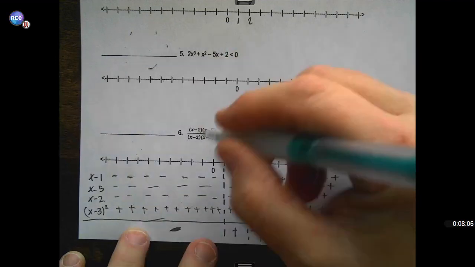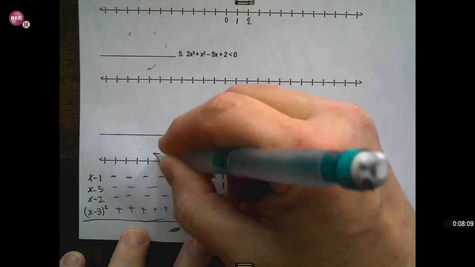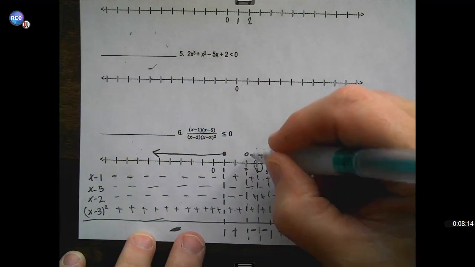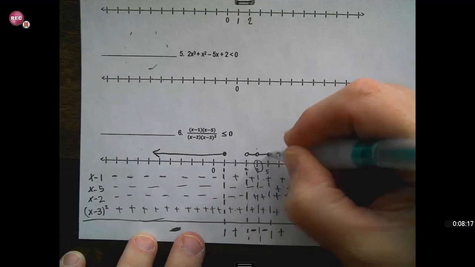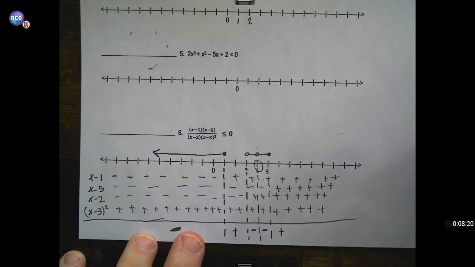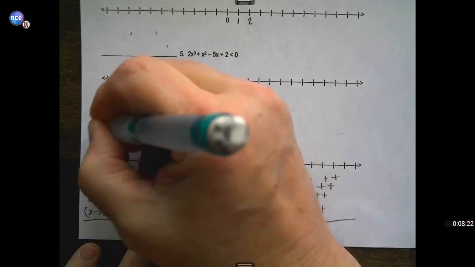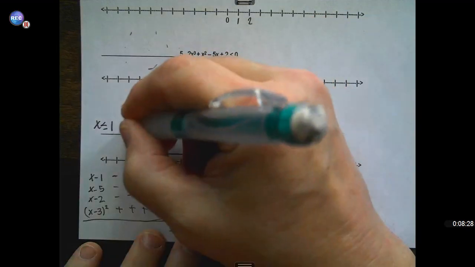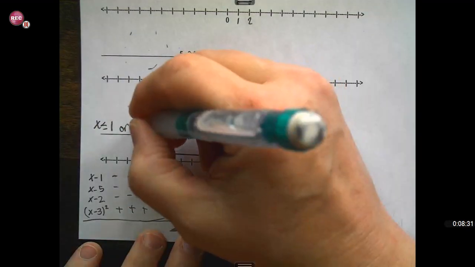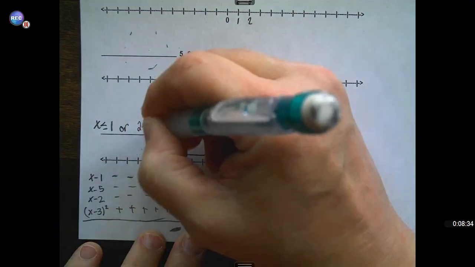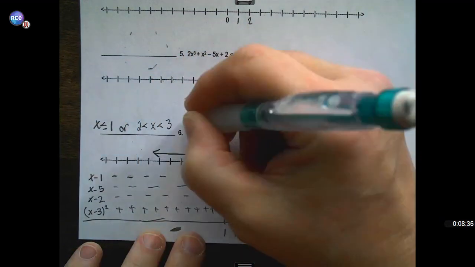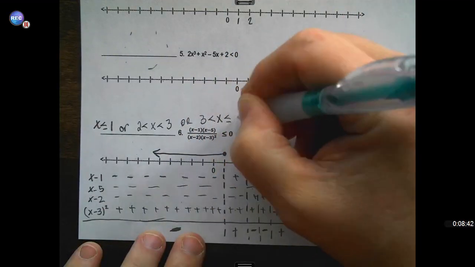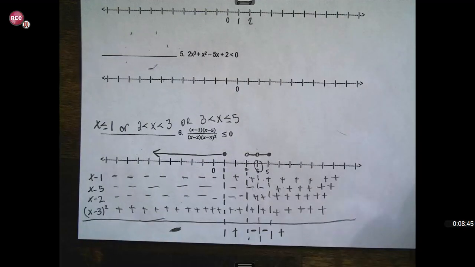So anyway, our answer is this. This is going to go this way, right? Because that's where that product is negative. And then this is going to be in between here and in between here. And so we express our answer. This is x is less than or equal to 1, or, and we can do this two ways. We can say 2 is less than x is less than 3, or 3 is less than x is less than or equal to 5. That would be one way to do it.